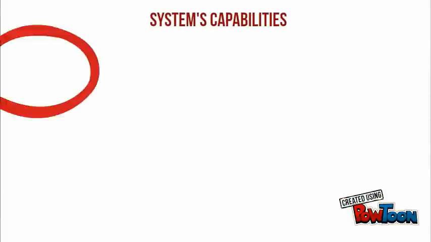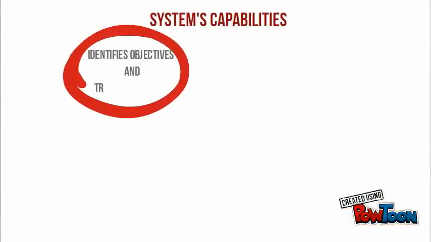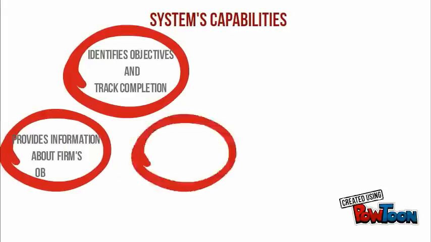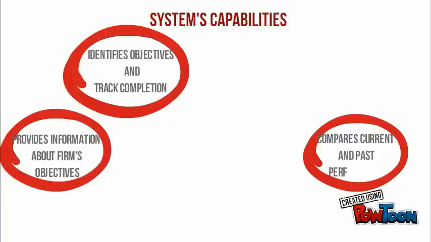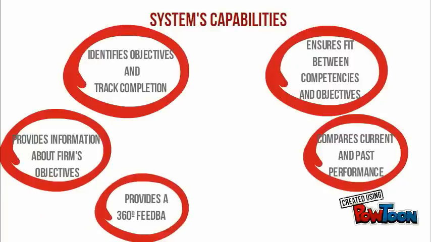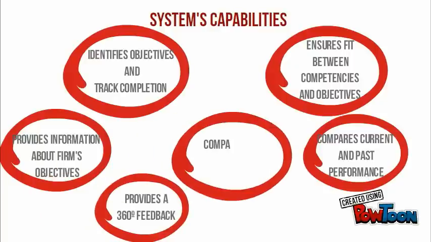This system allowed Crédito Agrícola to identify each employee's objectives and track their completion, inform employees about the company's goals, allow employees to track the evolution of their current and past performance, understand which are each employee's main competences to define suitable objectives, evaluate performance with a 360-degree feedback, and allow comparison of self and supervisor's evaluation.